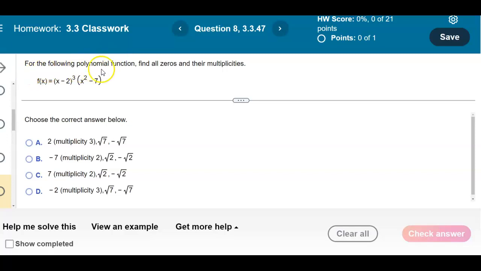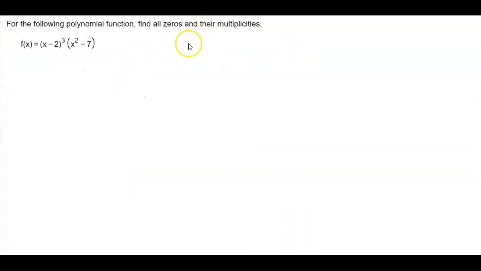For the following polynomial function, find all zeros and their multiplicities. We have f of x, which is equal to (x minus 2) cubed times (x squared minus 7). So when we want to find the zeros of the function, that means we're going to take this factored form, which is (x minus 2) cubed times (x squared minus 7), and then we're going to set it equal to 0.